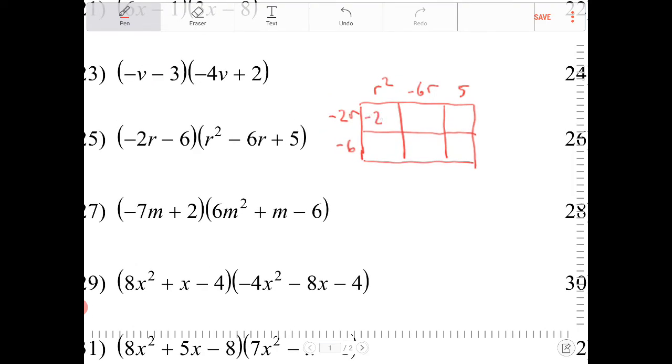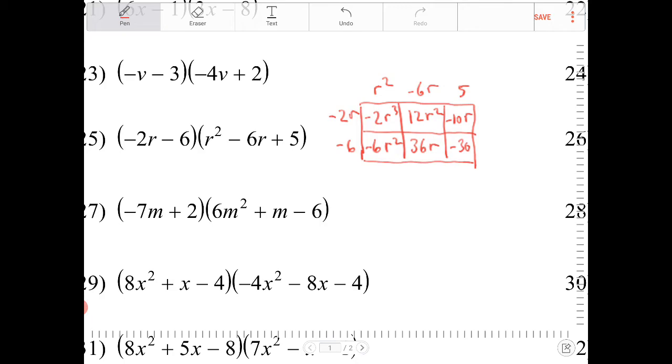This is going to be negative 2r to the third. This is negative 6r to the second. This is going to be 12r squared. This is going to be negative 10r. And then this is going to be 36r. And then this is going to be negative 30.